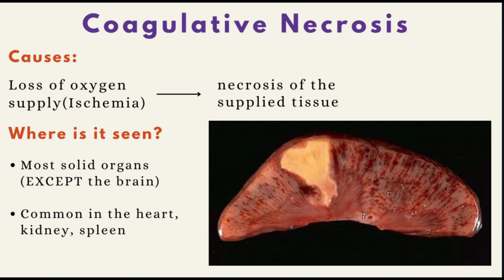Your cells basically lose blood supply, and they're dead, but they refuse to fall apart. Instead, they stay firm like a crime scene frozen in time. It is caused by the loss of oxygen supply, that is ischemia, resulting in the necrosis of the supplied tissue. Mostly seen in the solid organs except the brain. Most common in heart, kidney, and spleen.